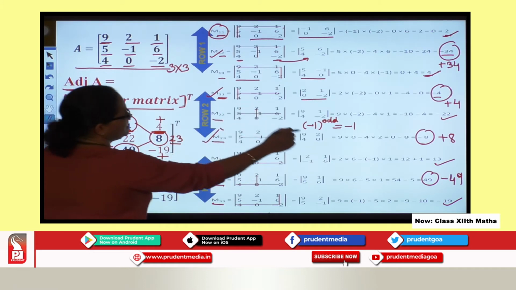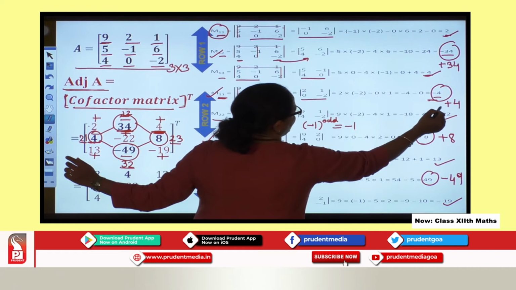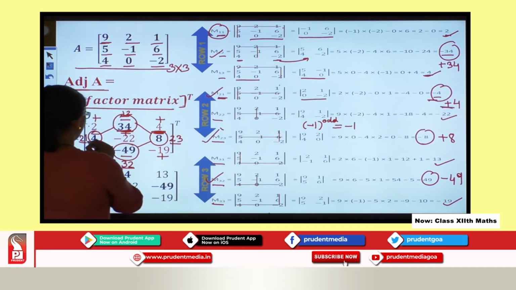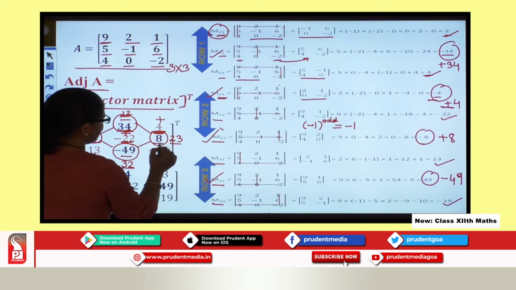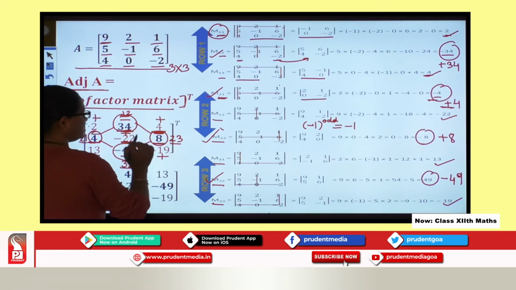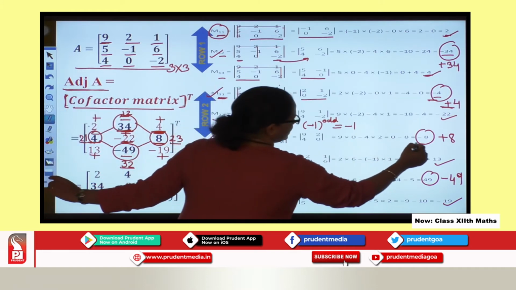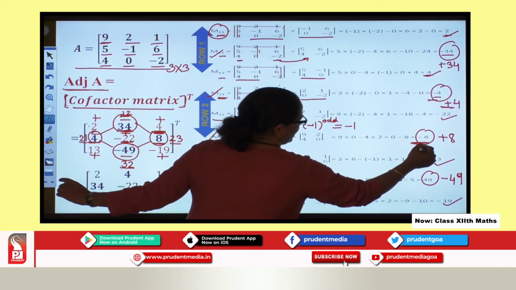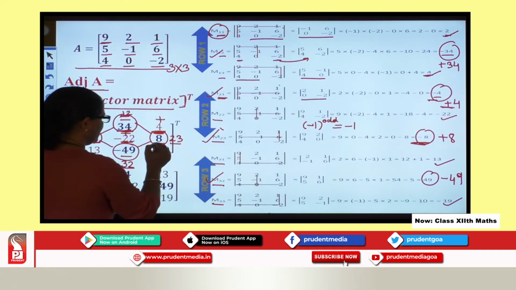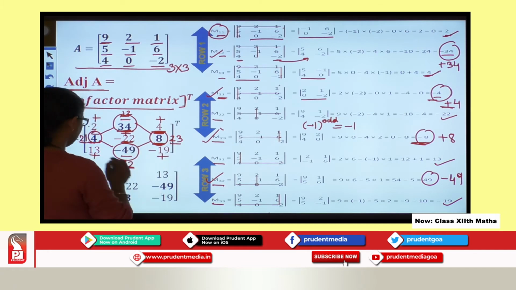There it was minus 4, if you see. Okay, it became now plus 4. So you are getting 4 here, minus 22 remains as it is. This 8 changes basically. Why? Because you can see here minus 8, right? And the cofactor will be plus 8.